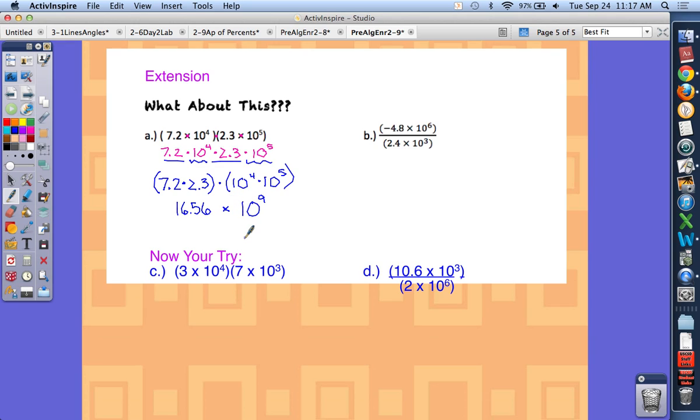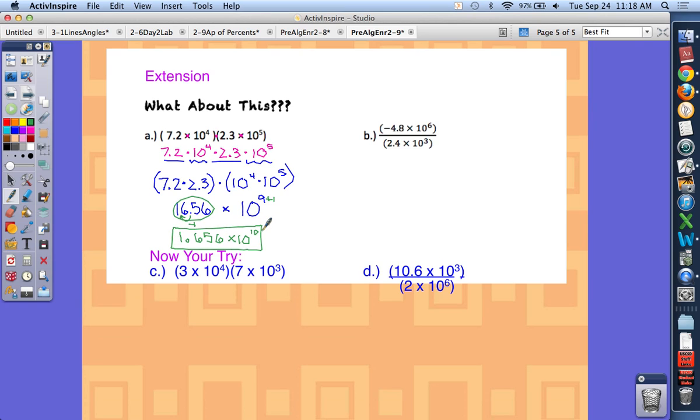Now, if I want my answer in scientific notation, you just have to check at the end to make sure it's done. Is it in scientific notation? We need a number between 1 and 10, and this is bigger than 10. So let's get it to be smaller. We need to move the decimal one place to the left. That's going to add one exponent over here because we moved it 1 over here and we're adding the 1 over there. So we're going to actually get 1.656 times 10 to the 10th.